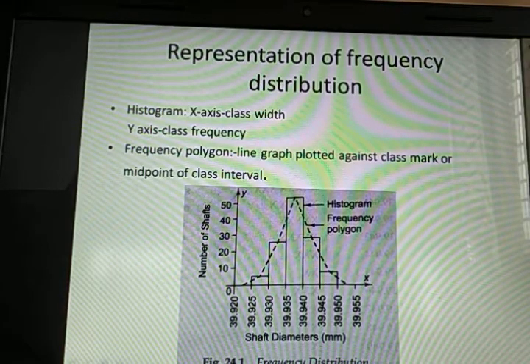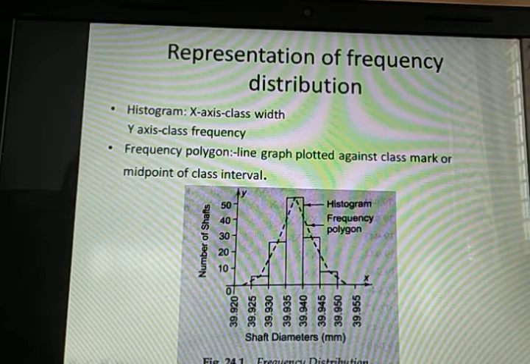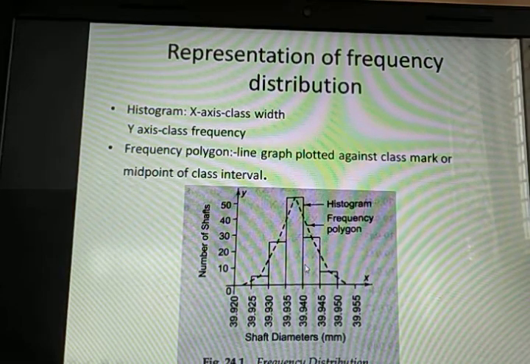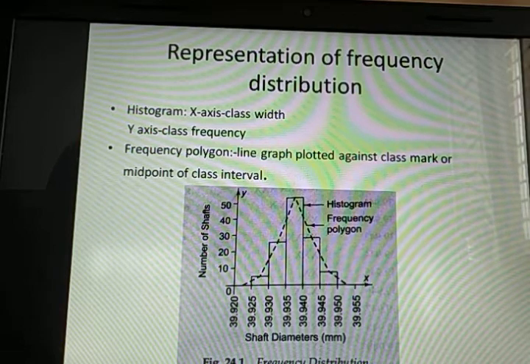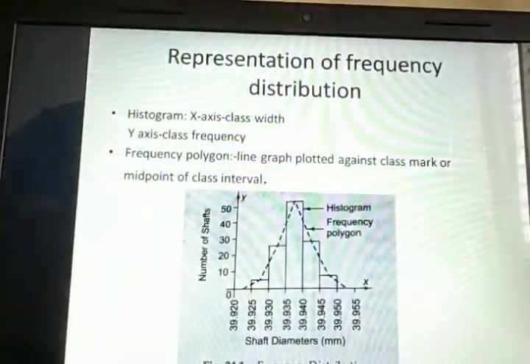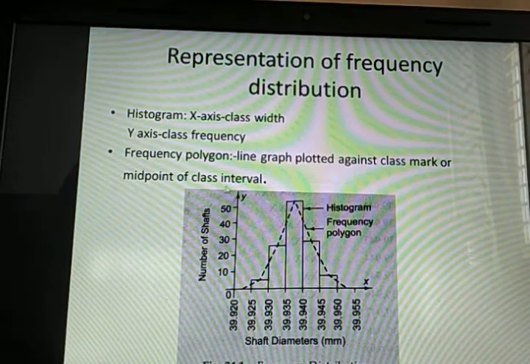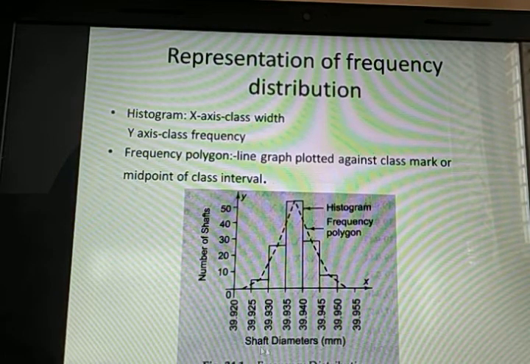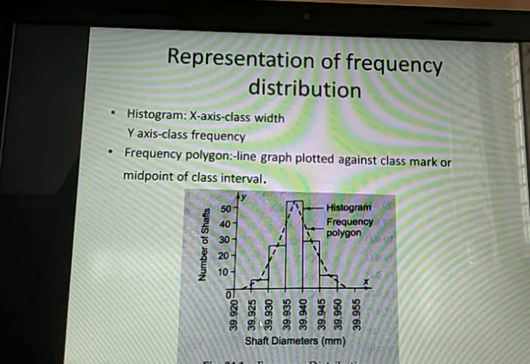this is a frequency distribution table. Here the class width, histograms, the frequency polygon and the class frequencies are shown. This class frequency is plotted against the observation. You can see the class frequency right over here, that is 10, 20, 30. Over here the class frequencies are shown, and here the shaft diameters, or we can say the class widths, are shown. Here the class width is 0.005 and the class intervals are 39.925 to 39.930. That is the first class interval, then the second, third, fourth and fifth. In this way there are 5 class intervals with a width of 0.005.